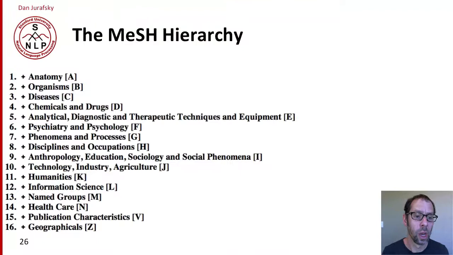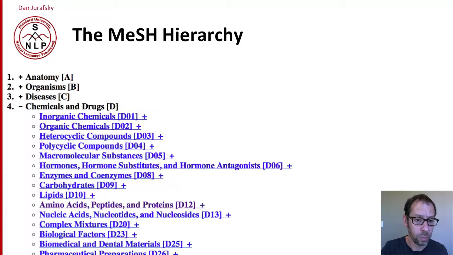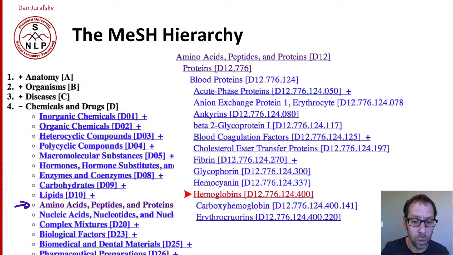So here's the MeSH hierarchy. Here are the top 16 top level categories. So we might want to look inside one of them, let's say chemicals and drugs. And inside those, we might want to look inside amino acids. And if we do that, we could look inside proteins, and there's hemoglobins. So there's the hierarchy for MeSH.